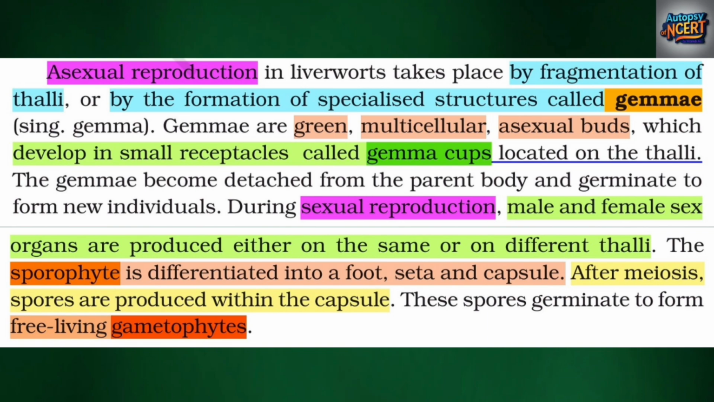The sporophyte is differentiated into a foot, seta and capsule. After meiosis, spores are produced within the capsule. These spores germinate to form free-living gametophytes.